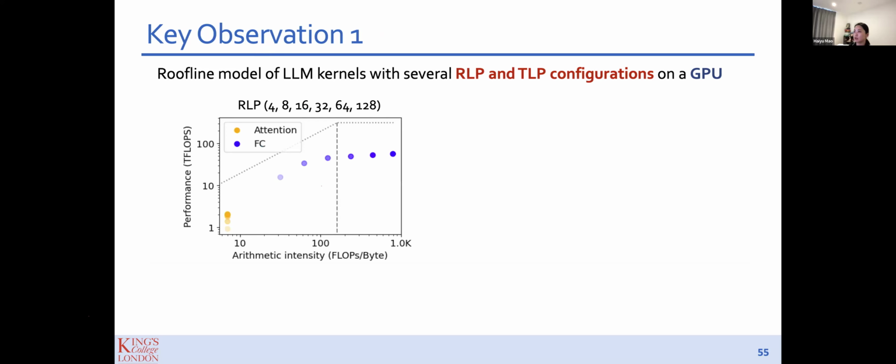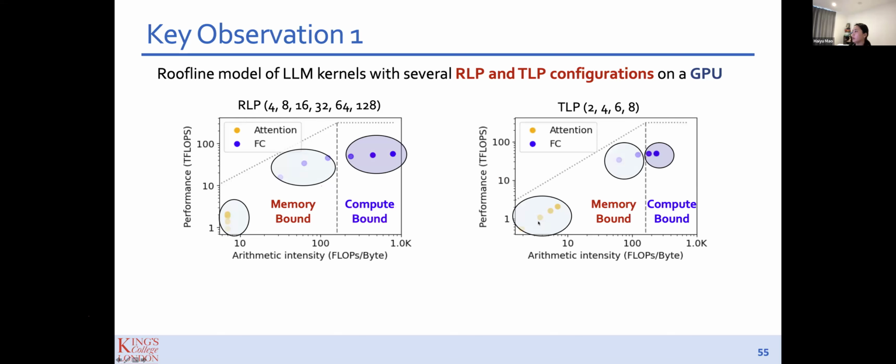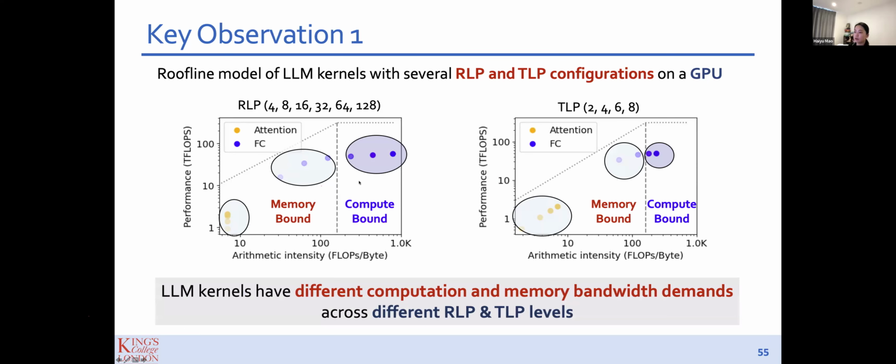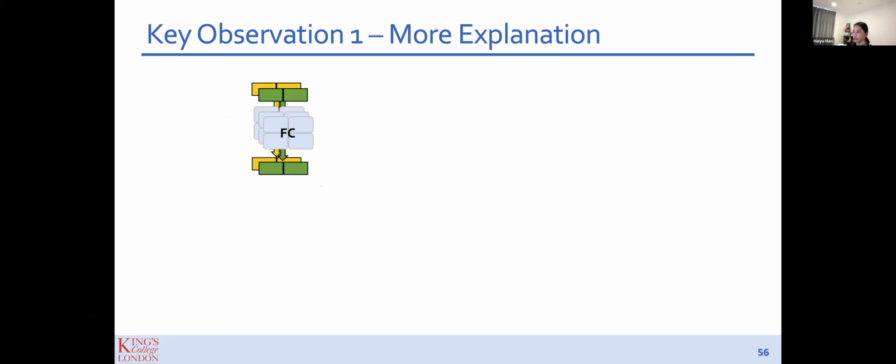And here is a result of different ILP. Here you can see we have the memory bound attention and FC layers, and we have the compute bound for the FC layers. And for the TLP, we have both memory bound and compute bound, right? So large language model kernels have different computation and memory bandwidth demands across different ILP and TLP levels. And here are more explanations.